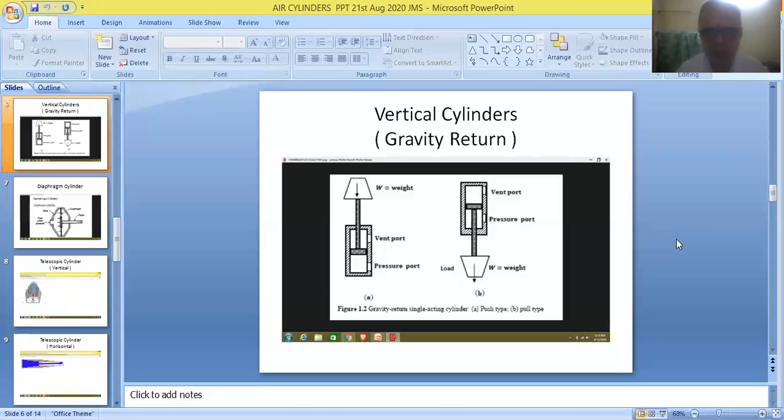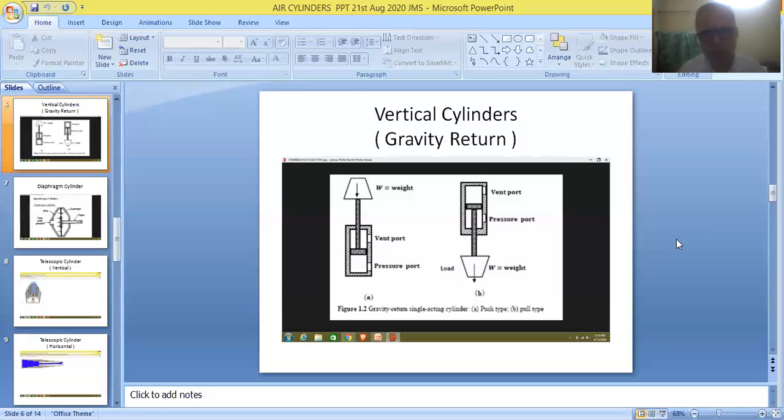In both cases, the cylinders are held in vertical position. They are called vertical cylinders, and fluid pressure is used for moving the piston in the upward direction, and gravity force is used for moving the piston in the downward direction, or for returning the piston to its initial position. Therefore, they are also called gravity return cylinders. Simply, they are also called gravity type cylinders.